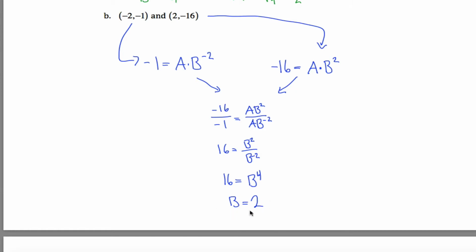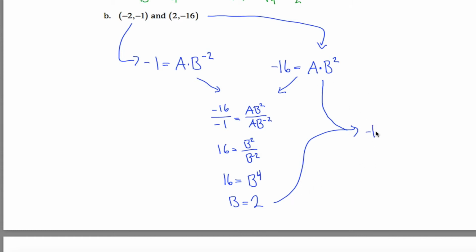I know that b equals 2. I now go back up here, either of these two equations, and solve them for a. I'm going to use this equation here. This is just crazy arrow diagrams on this quiz solutions for some reason. I'm not sure why I'm doing this.